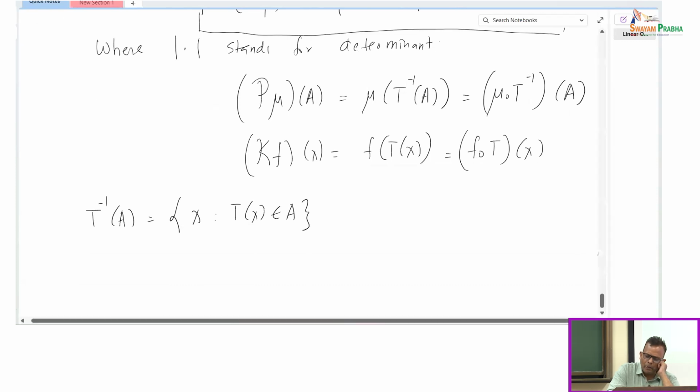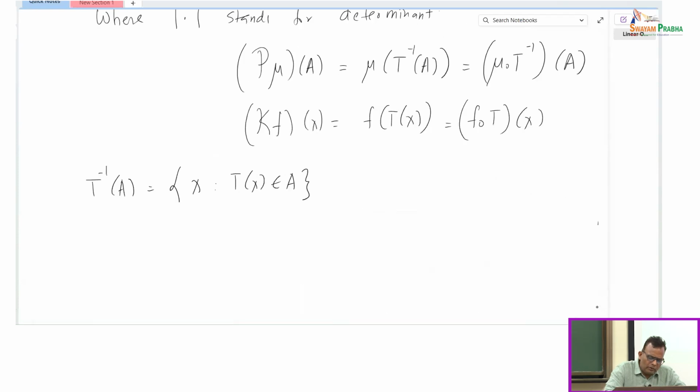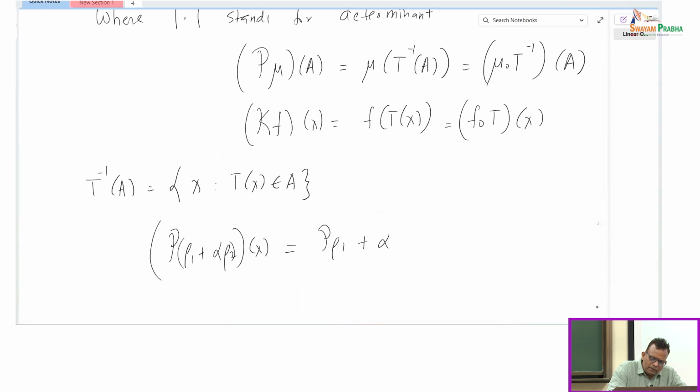So this is how the Perron-Frobenius looks, and you can see that the Perron-Frobenius is also a linear operator. It's very easy to check. How do you check this? P acting on rho 1 plus alpha rho 2 of x equals P rho 1 plus alpha P rho 2 of x. This follows from the definition. So it is also a linear operator. Both these families of operators, Koopman and Perron-Frobenius, are linear operators.